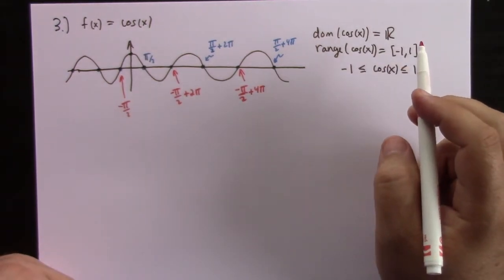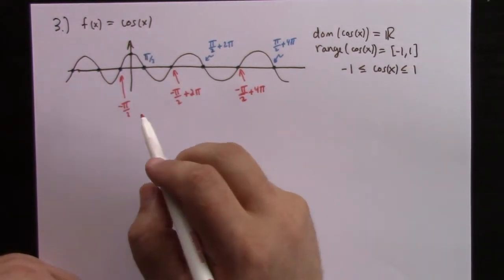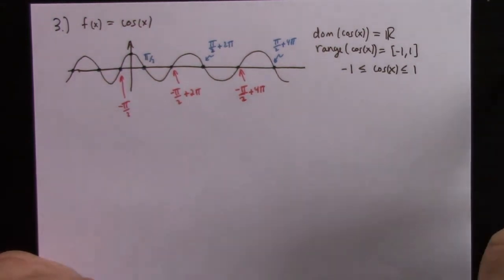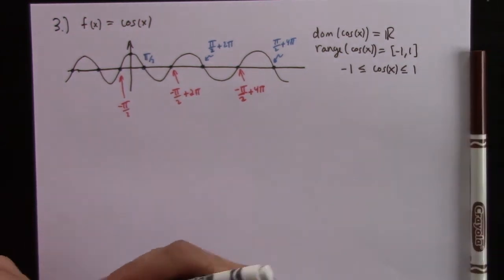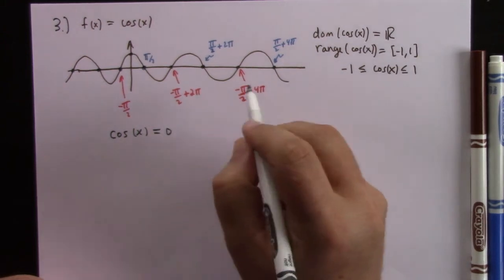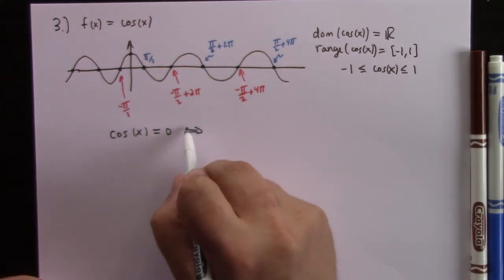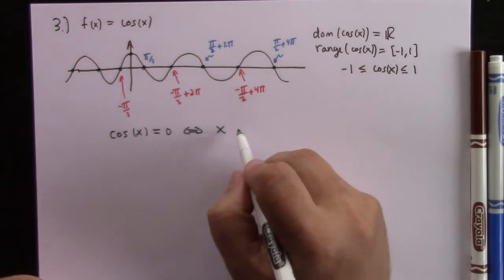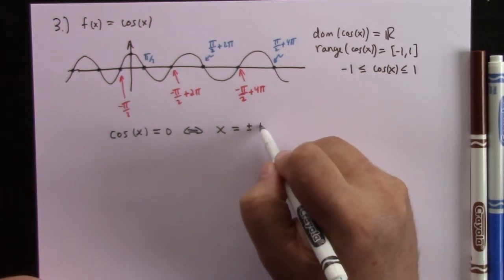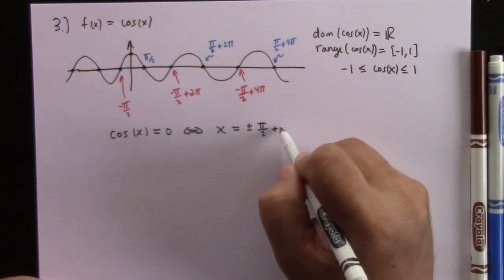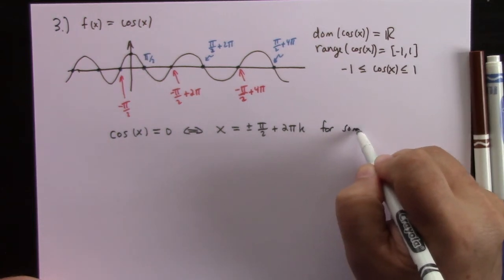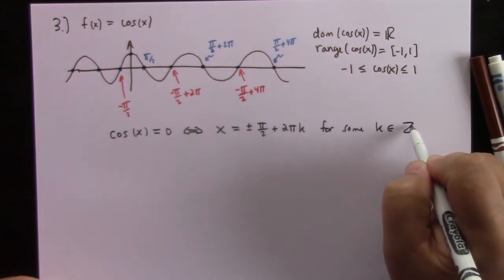Let's see here. I guess I haven't thought about it for a little while, but let's see here. I suppose if I was asked, what's the solution set? If I want to solve cosine of x equals 0, what's the solution set? Well, that's true if and only if what? x is equal to, one slick way to write it would be this: plus or minus pi over 2 plus 2 pi k for some k in the integers.